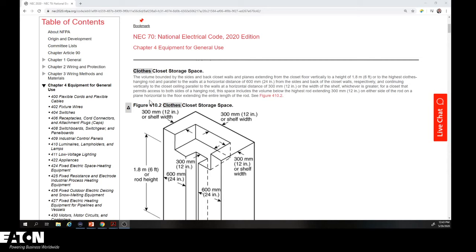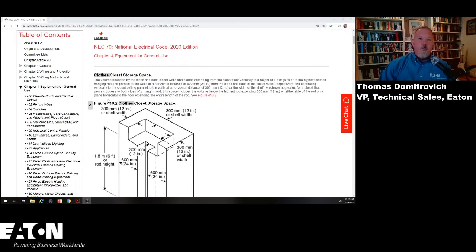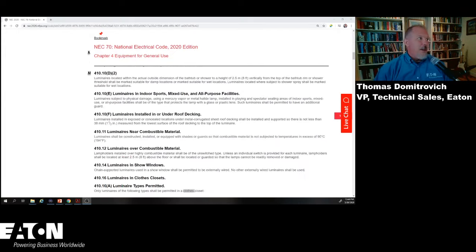For a closet that permits access to both sides of a hanging rod, this space includes the volume below the highest rod extending 12 inches on either side of the rod on a plane horizontal to the floor, extending the entire length of the rod. All right, well, I hope that helps you understand that one.